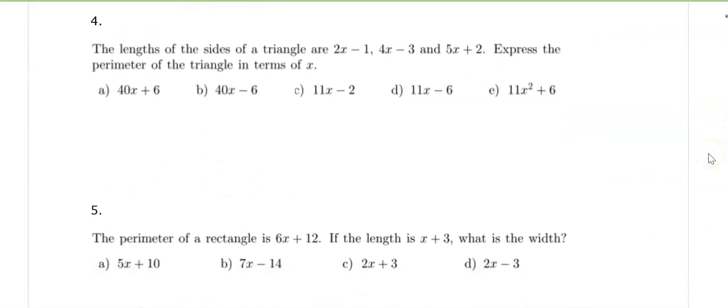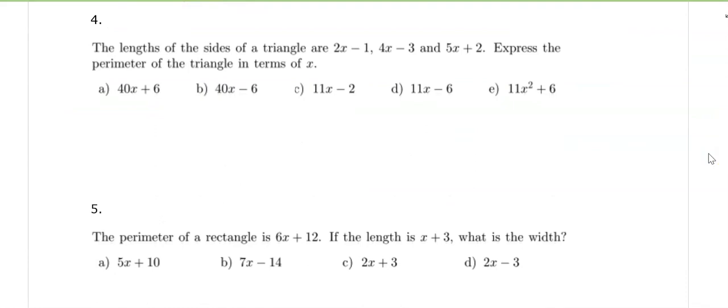Oops, I took out number 3, so here is number 4. A couple of typos on here. The lengths of the sides of a triangle are 2x minus 1, 4x minus 3, and 5x plus 2. Express the perimeter of the triangle in terms of x. So let's do our triangle right here. I've always got to draw it, and I'm going to label my 3 sides. It doesn't matter which one you label.